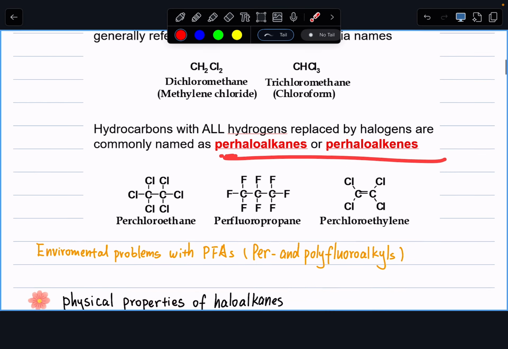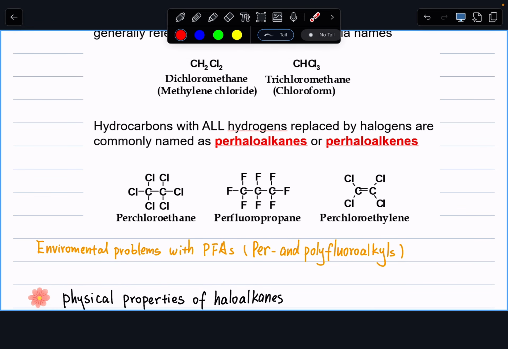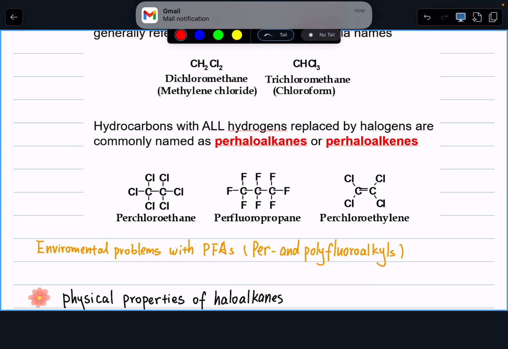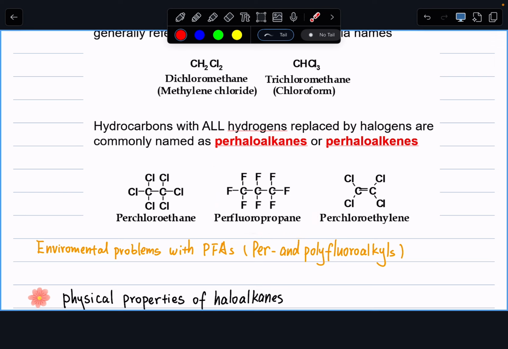And then the hydrocarbons with all hydrogens replaced with halogens are a special kind of compound that's an environmental problem, especially the perhaloalkanes, in this case perfluoroalkanes, perchloroethane, or the per- and polyfluoroalkyls. Because the carbon-fluorine bond is such a strong bond, people sometimes talk about these molecules as permanent chemicals, because it's very hard to break down that carbon-fluorine bond, thus causing environmental problems.